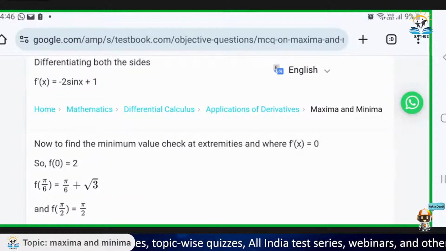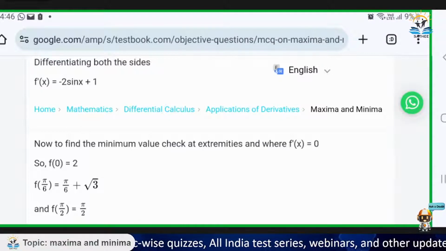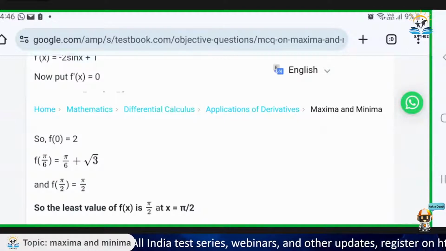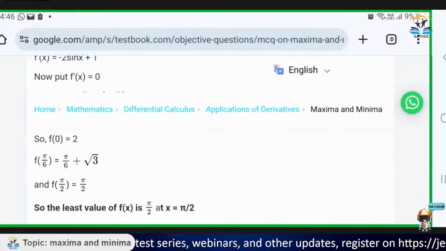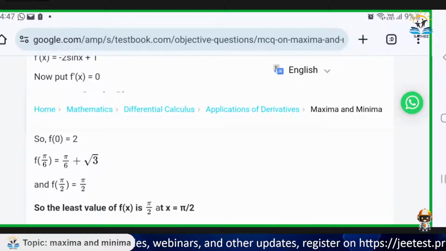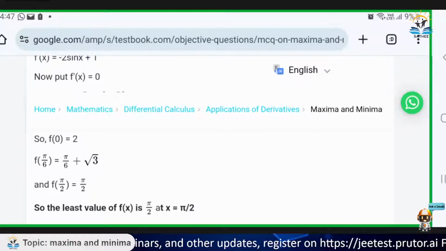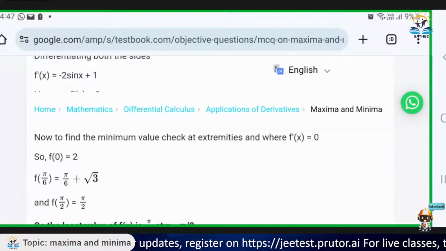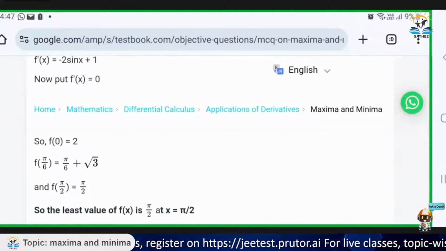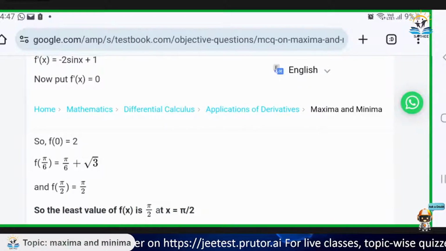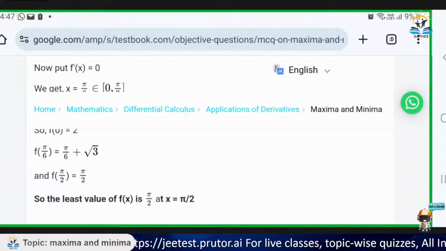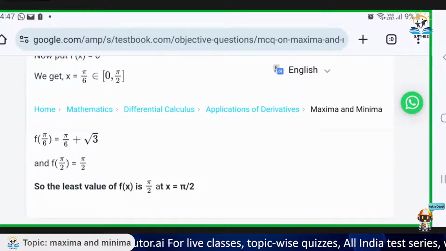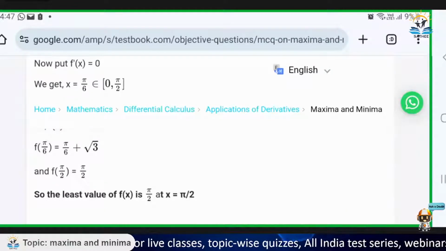Here we need to find the minimum value. So we will also check the values at x equal to 0 and x equal to pi by 2. At x equal to 0, 2 cos x plus x gives us 2, and at x equal to pi by 2, 2 cos x plus x gives us pi by 2, and at x equal to pi by 6, f of pi by 6 would be pi by 6 plus root 3.